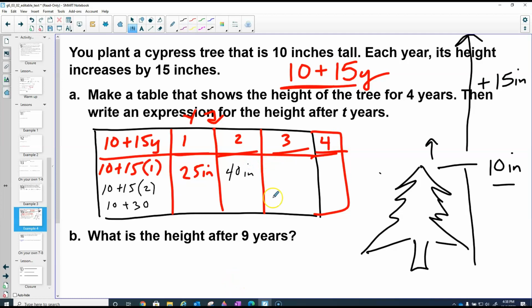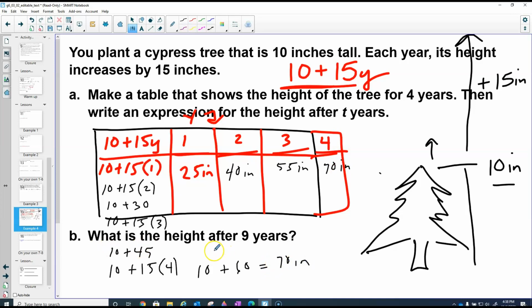In 3 years, I plug it in again. So I have 10 plus 15 times 3. So now I have 10 plus 45. So I'll have 55 inches in 3 years. And then in 4 years, do that again. So PEMDAS says do this first. 15 times 4 is 60. So in 4 years, it will be 70 inches.